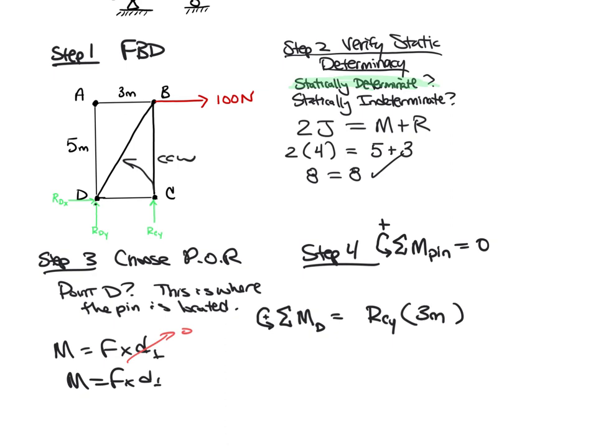Now, earlier we said that if we hold it at D, let me erase that, and push up at RCY, it's going to rotate counterclockwise. So is that a positive or negative moment? It'll be a positive moment, okay?